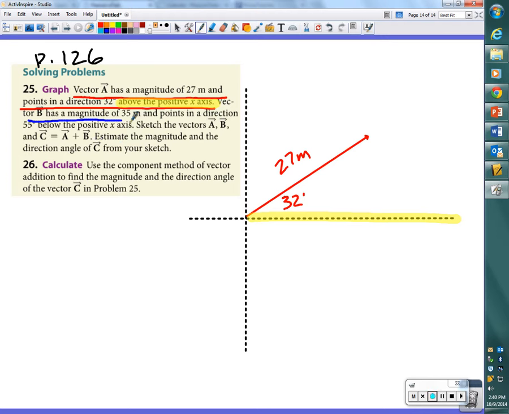Vector B has a magnitude of 35 meters and points in a direction 55 degrees below the positive x-axis.